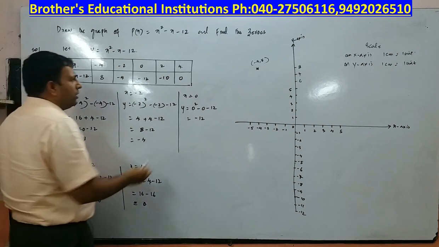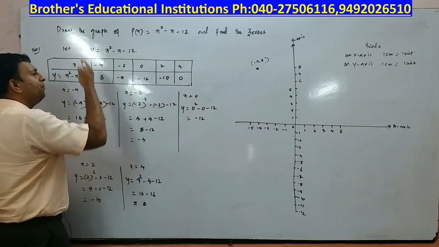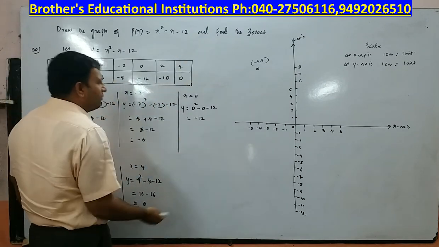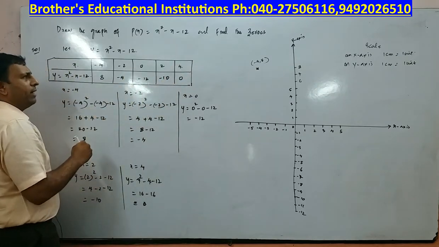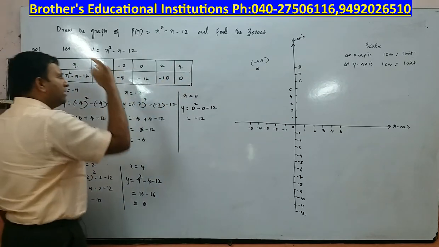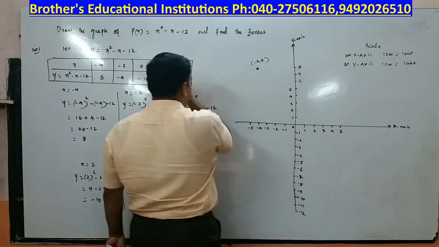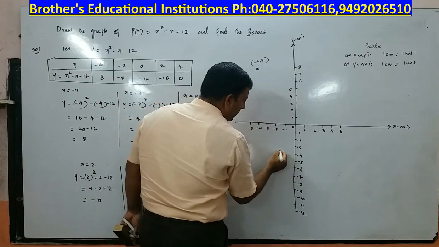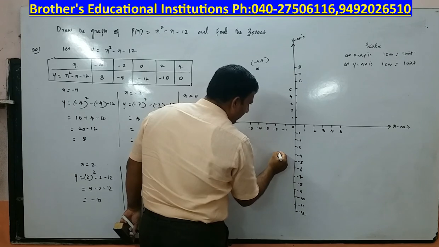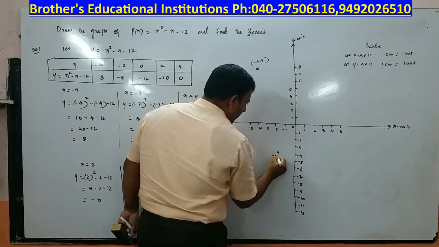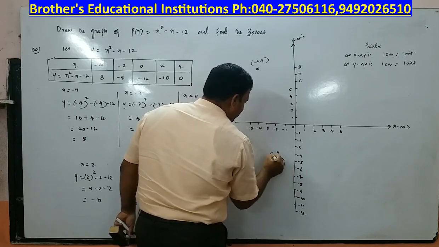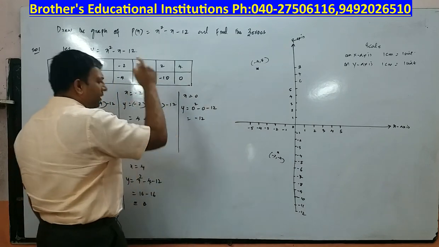Alright, so what am I going to do when I get these values? I have to plot these values on the graph sheet. I have plotted the first point minus 4 comma 8. Next is minus 2 comma minus 4. For x is equal to minus 2, what is the y value? Minus 4. Minus 4 means what? Negative side. So I will mark a point here. I will call this minus 2 comma minus 4. Next, for x is equal to 0, it is minus 12.